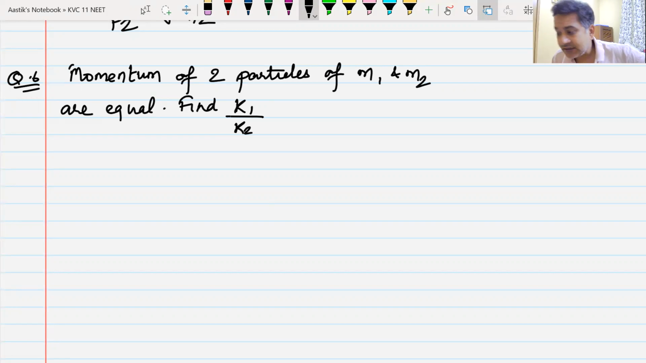Do you understand the meaning of K1 by K2? Ratio of kinetic energies of 1 divided by 2. We understand this question? Yes or no? You have 2 minutes to solve this. Options are not there because this question I have made.